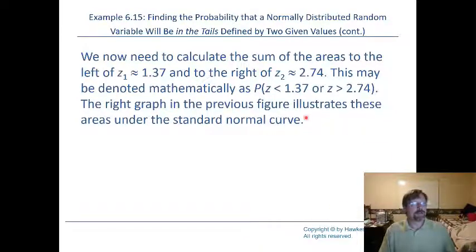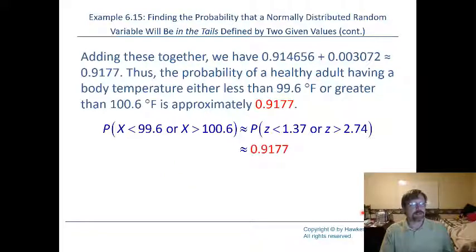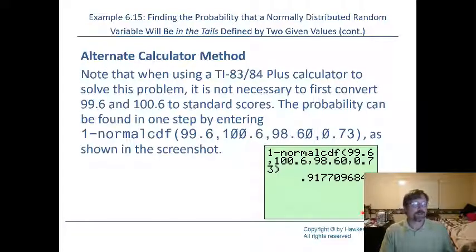Okay, so again, you can do this in the calculator. We cannot do this nicely in one step. You calculate the two probabilities and then add those. You can again do this without converting them to z-scores first in the calculator. And it can be done in one step there. Good to know.